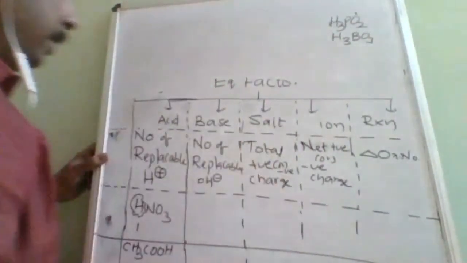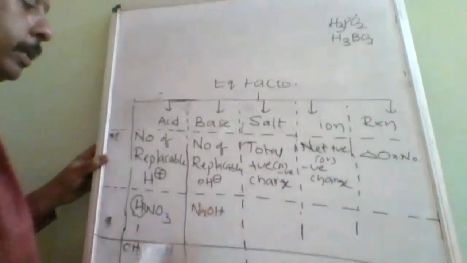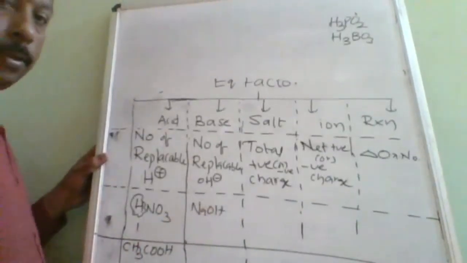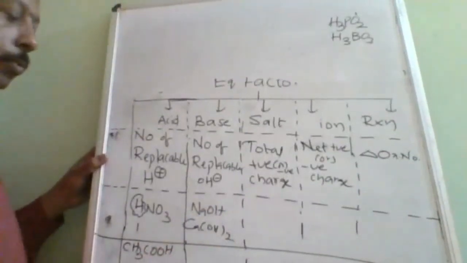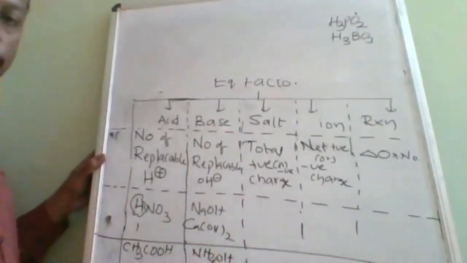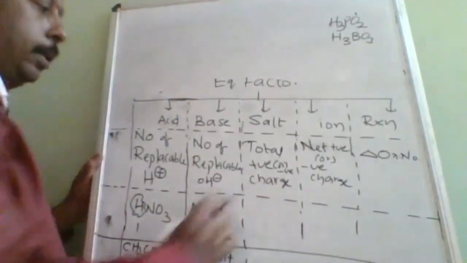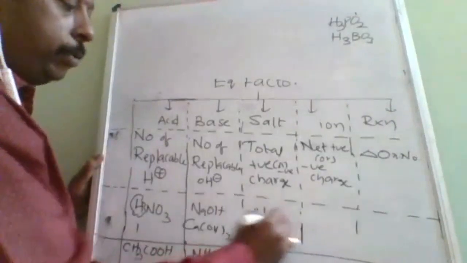So coming to the base. Base is simply NaOH. Replaceable hydrogens are 1. Calcium hydroxide, replaceable hydroxides are 2. NH4OH, replaceable OH minus is 1. Likewise, very easy. Now coming to the total positive charge, Al2SO4.